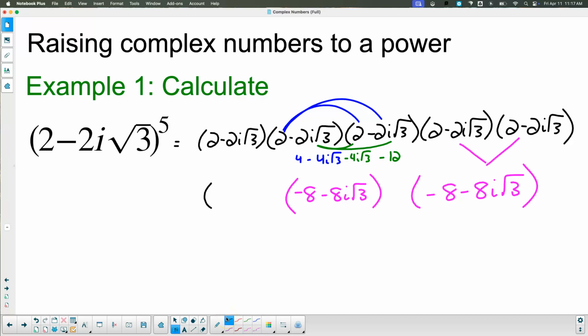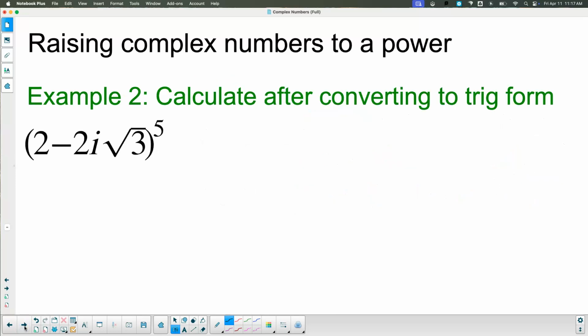But then I still got this one out here. Right? So now I got to multiply those all out again, right? There's got to be an easier way. And actually, this cool French cat named De Moivre came up with it. Okay? And so what De Moivre said was, instead of leaving your complex number in standard form, let's switch it to trig form.